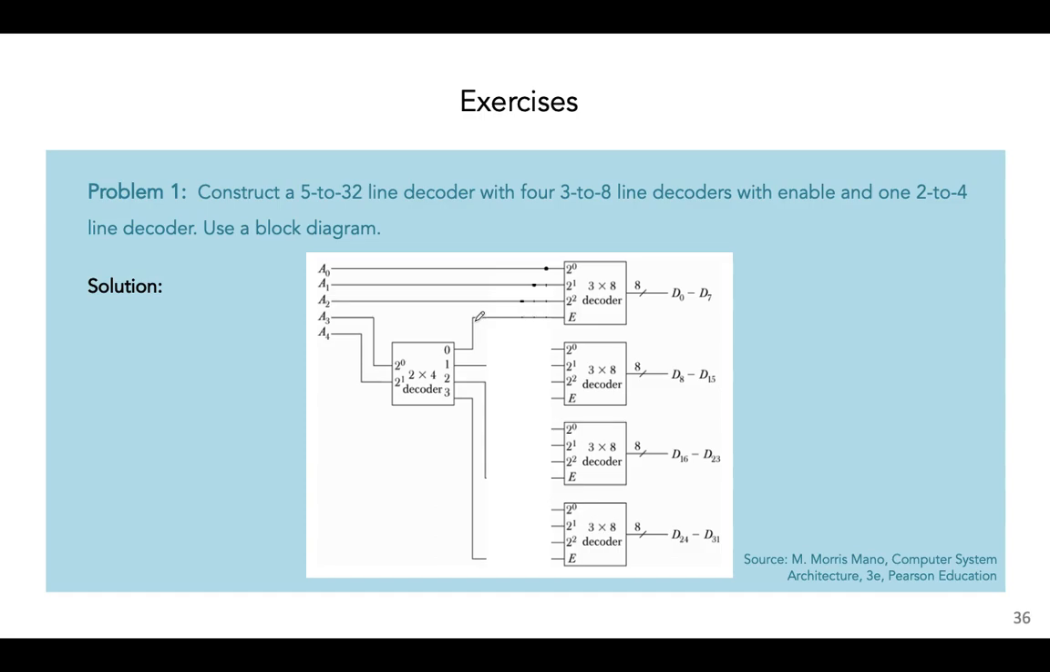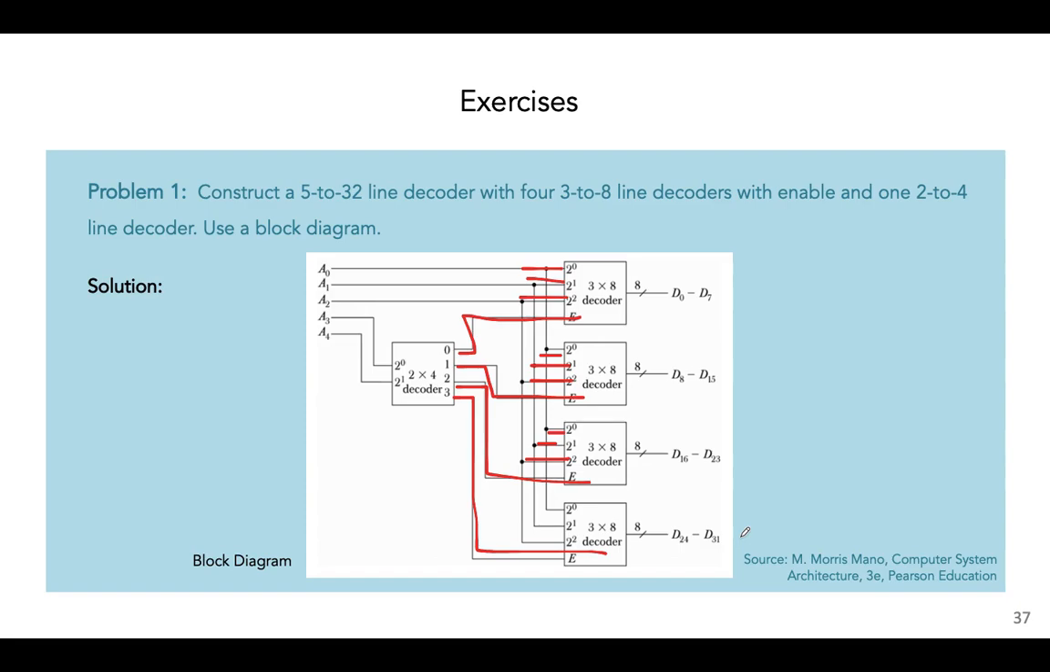And now what we're going to do is repeat the same process. A0, A1, A2 become the 3 inputs of each of the 3 to 8 line decoders, and the 4 outputs of this 2 to 4 line decoder will become the enable lines for each of these 4 decoders. This is the process we are going to repeat for the remaining 3 decoders. And this is what we've done here, right? And this is how the circuit is complete now, right? So we have a 5 to 32 line decoder using 4 3 to 8 line decoders with enable and 1 2 to 4 line decoder.